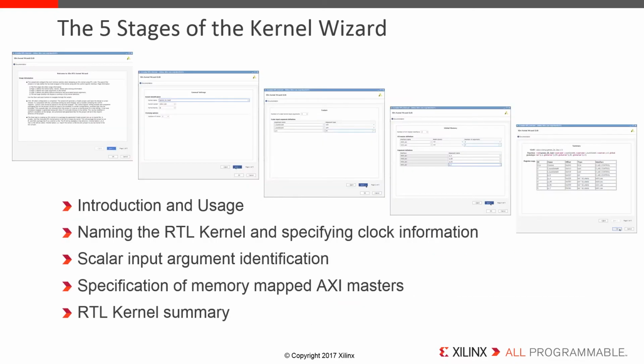The Kernel Wizard will take you through 5 pages. The first page contains an introduction and usage information on the Kernel Wizard. The following pages allow you to provide RTL name and clock information, scalar input arguments, specifications of the AXI masters. And finally, the wizard will display a summary of the RTL kernel. Let's look at these in detail.